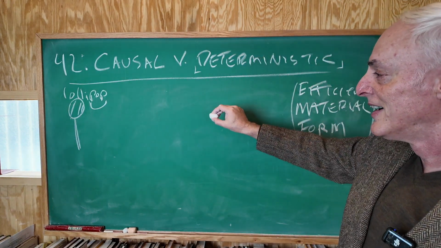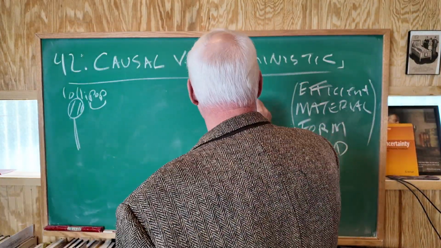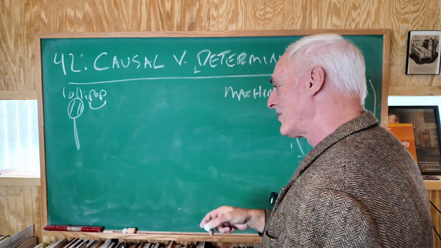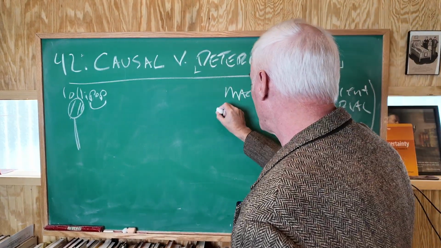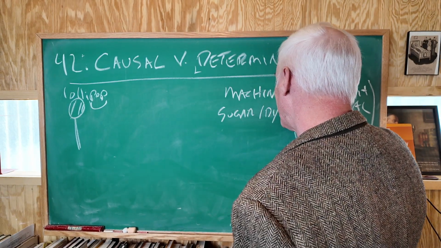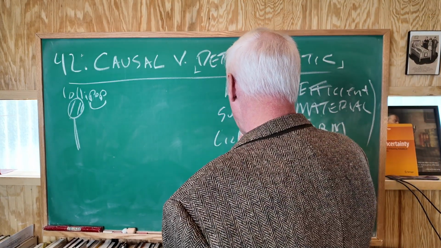Okay. All right, so this has all these 4 causes. The efficient cause is whatever the machine is that made it, the process. The material cause is sugar, dye, whatever, maybe flavorings. The form, of course, is a lick on a stick.